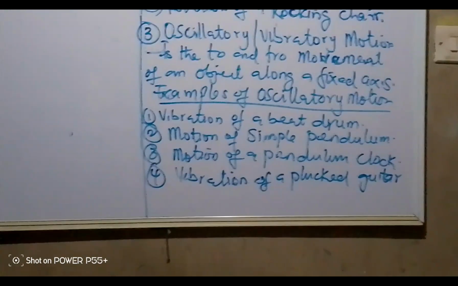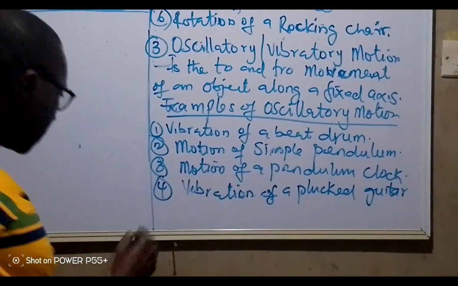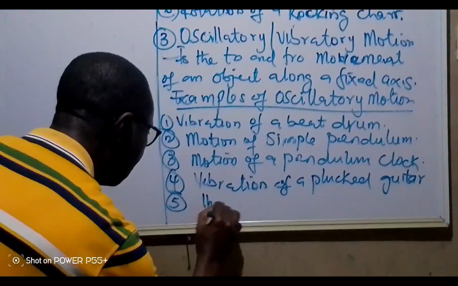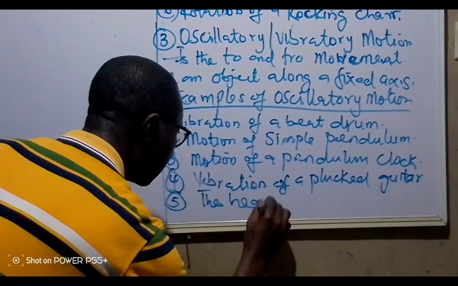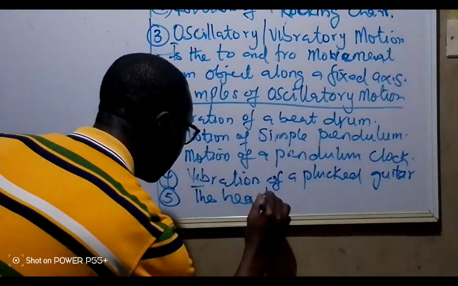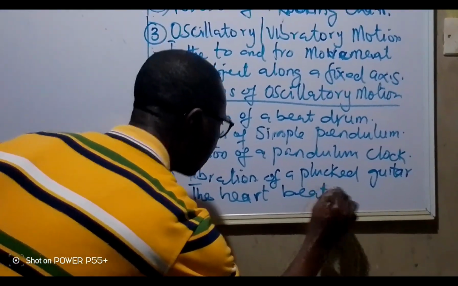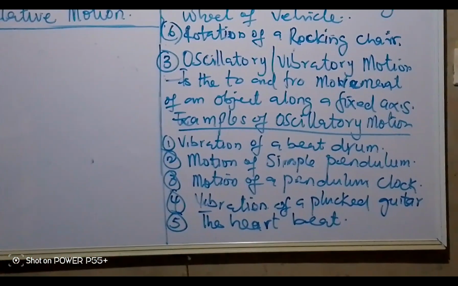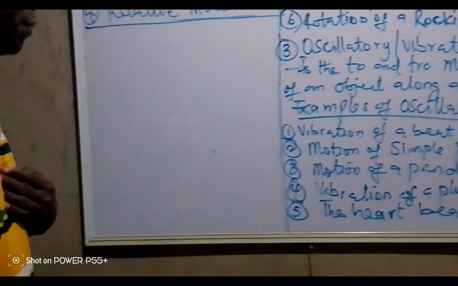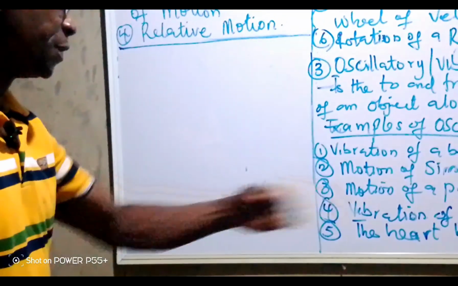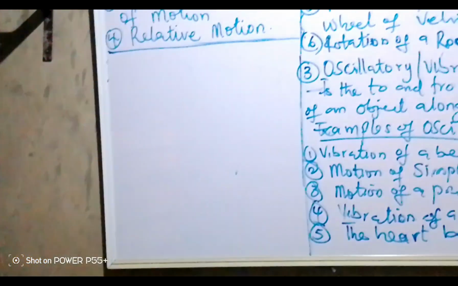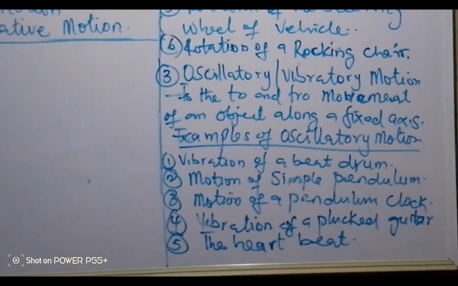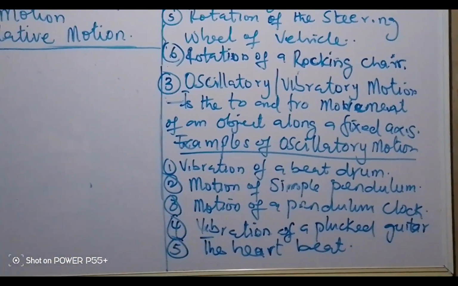When you pluck a guitar, the vibration is also an oscillatory motion. Number 5, the heartbeat. When you place your hand on your chest like this, it will be 72 beats per minute. So as the heart is beating, it's another example of oscillatory motion. We have other examples. These are a few examples that we can mention here because of time.